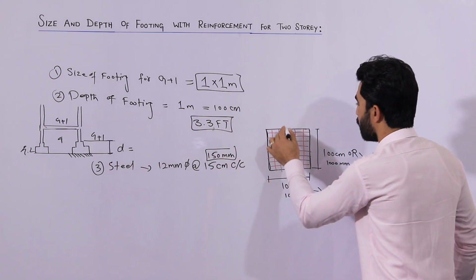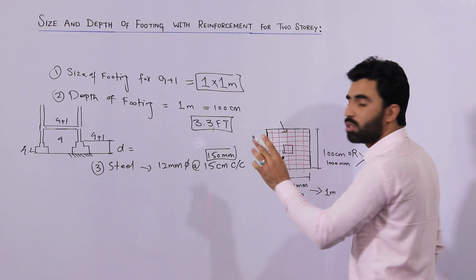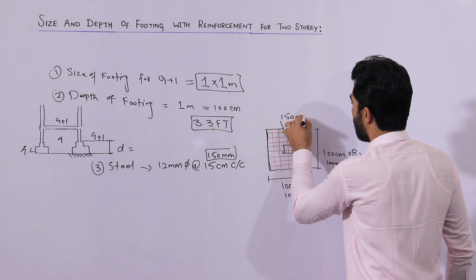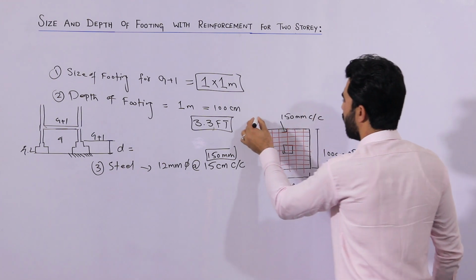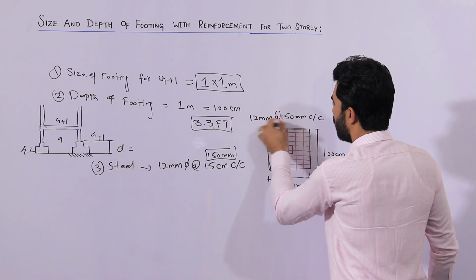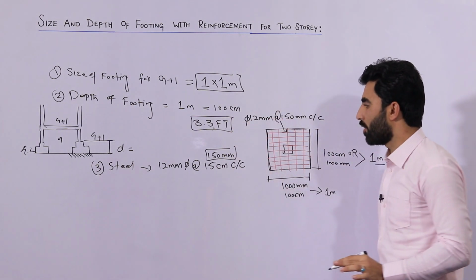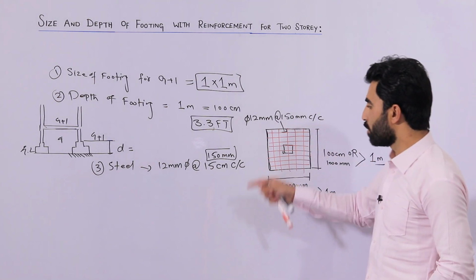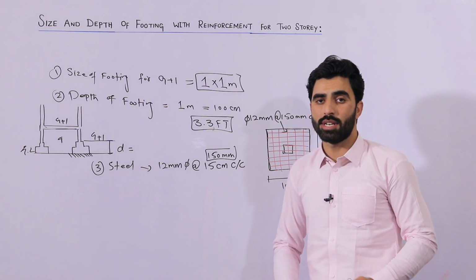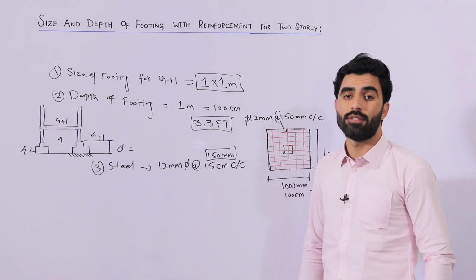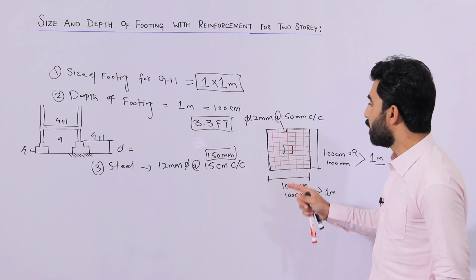So the spacing between two steel rods should be 150 mm, or 6 inches you can say, and the diameter should not be less than 12 mm. So this is its steel reinforcement for both directions. For main bars and distribution bars, the diameter should be 12 millimeter and the spacing should not be more than 6 by 6 inches, or 15 by 15 centimeter, or you can say 150 by 150 millimeter.